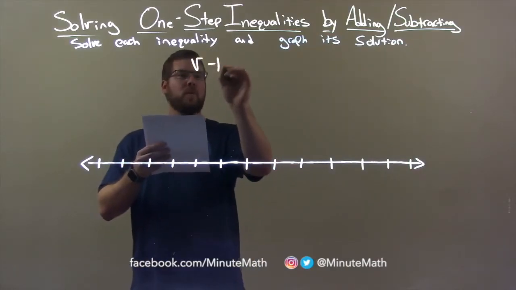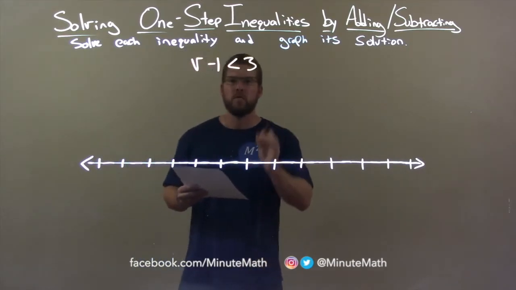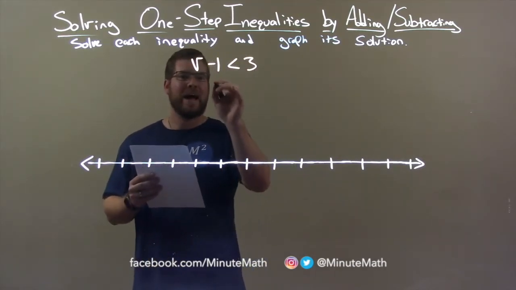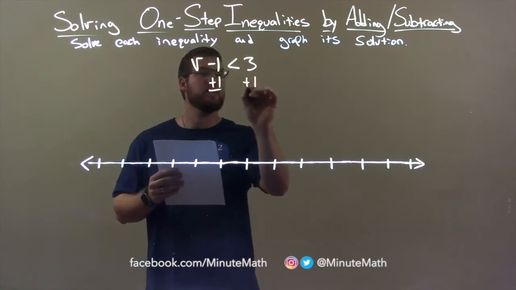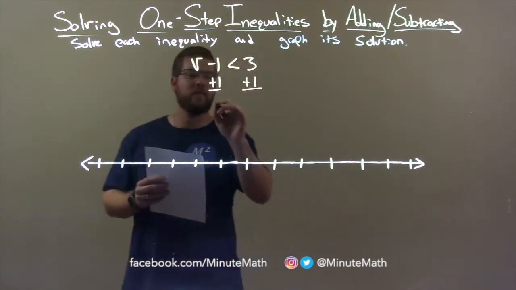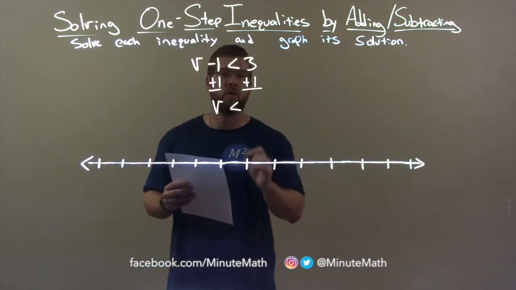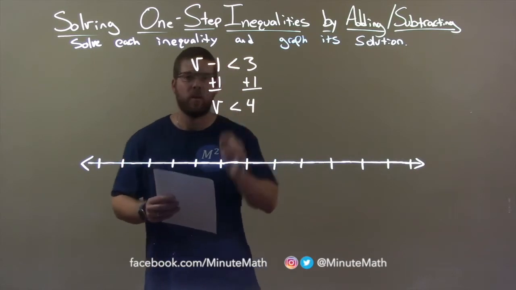v minus 1 is less than 3. All right. First thing I want to do is I'm going to add a 1 to both sides. By adding a 1 to both sides here, I have v completely by itself. It's still less than, and 3 plus 1 is 4. Now we have our inequality.